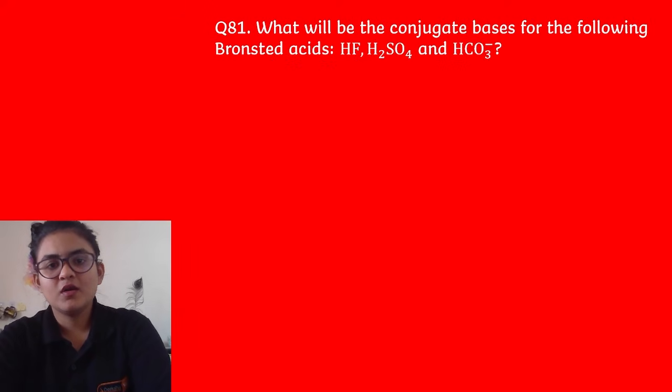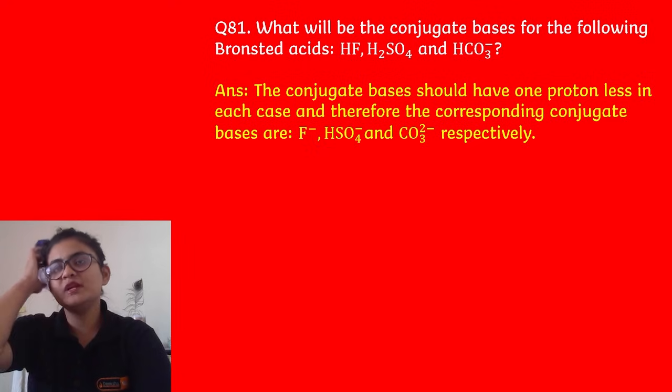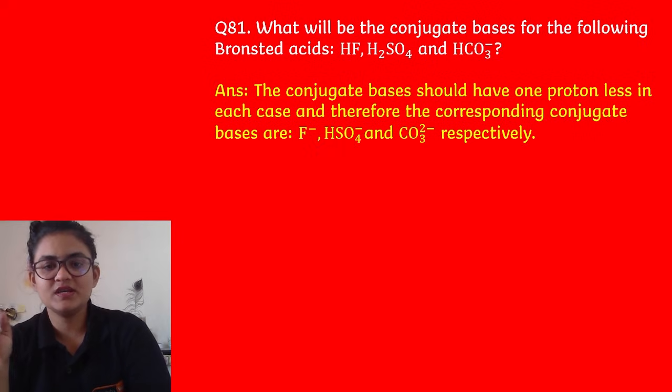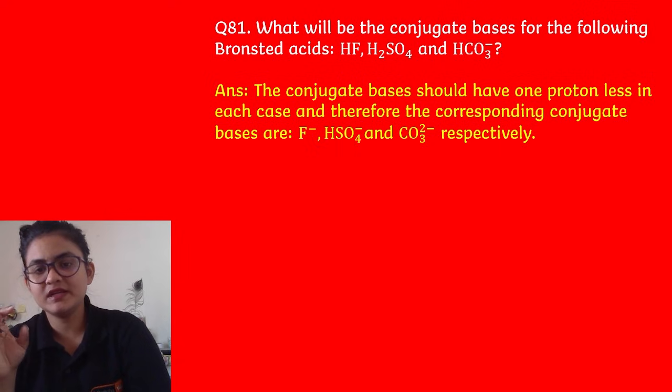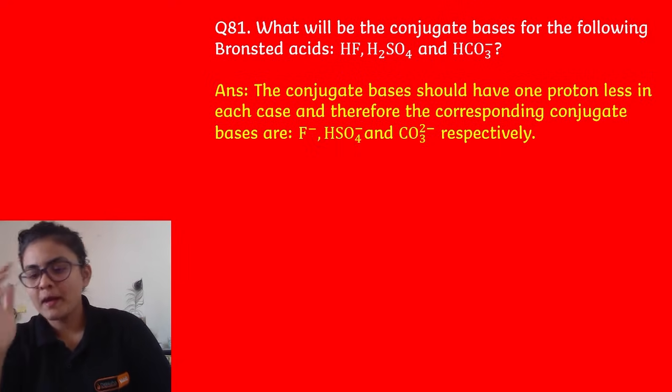Okay, what will be the conjugate base of the following? So for HF, definitely conjugate base means acid after releasing its H plus, right? So HF, once it releases its H plus, gives F minus. H2SO4 gives HSO4 minus. HCO3 minus, one hydrogen will be released, hence CO3 2 minus. I guess it's clear.